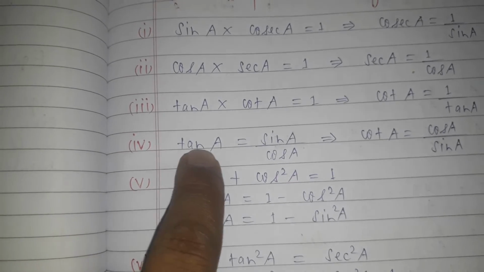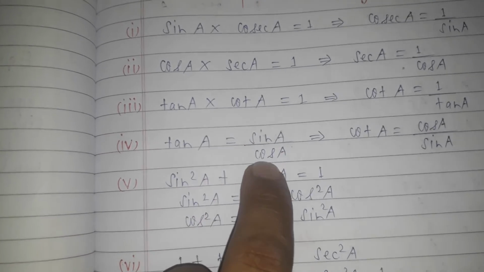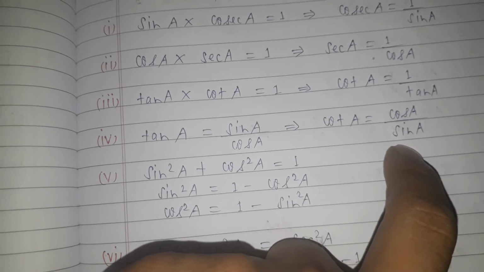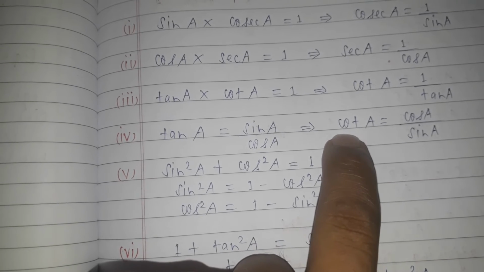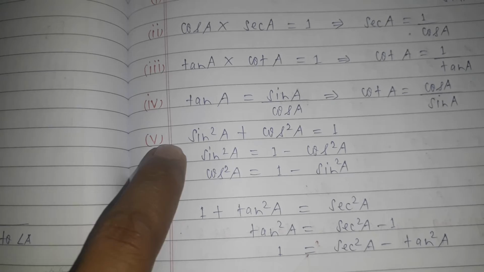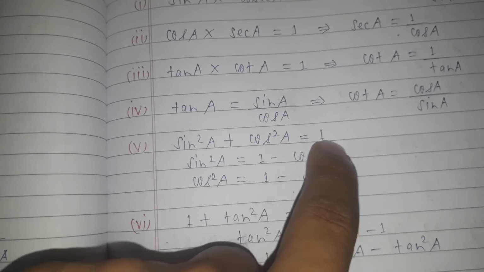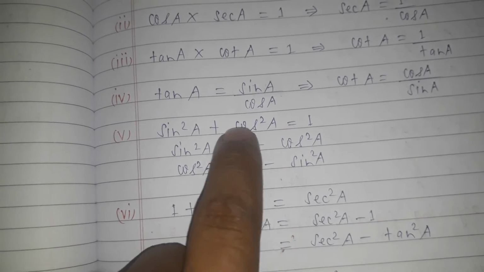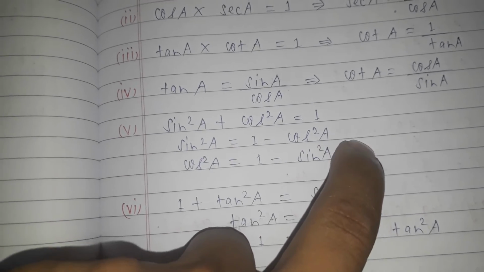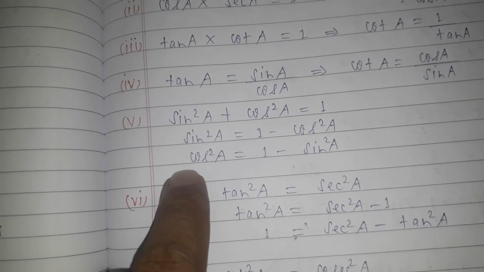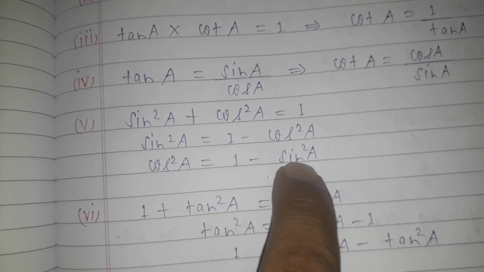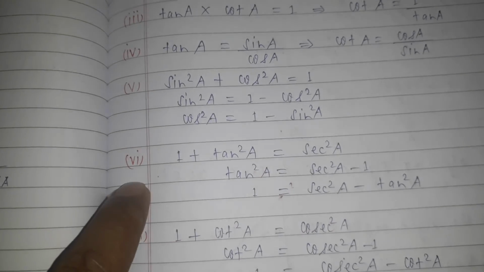Now, tan A equal to sin A upon cos A. This implies that cot A equal to cos A upon sin A. Why? Because tan and cot are reciprocal to each other. Now, next term, sin square A plus cos square A equal to 1. We can transfer cos square A to this side, it becomes negative. So, we can write sin square A equal to 1 minus cos square A. Same way, we can transfer sin square A to this side, it becomes negative. We can write cos square A equal to 1 minus sin square A.